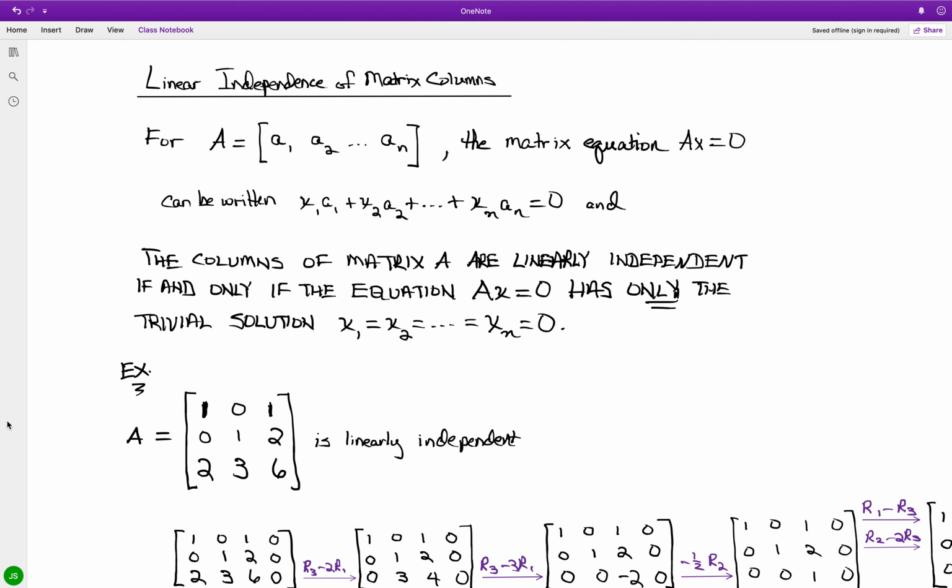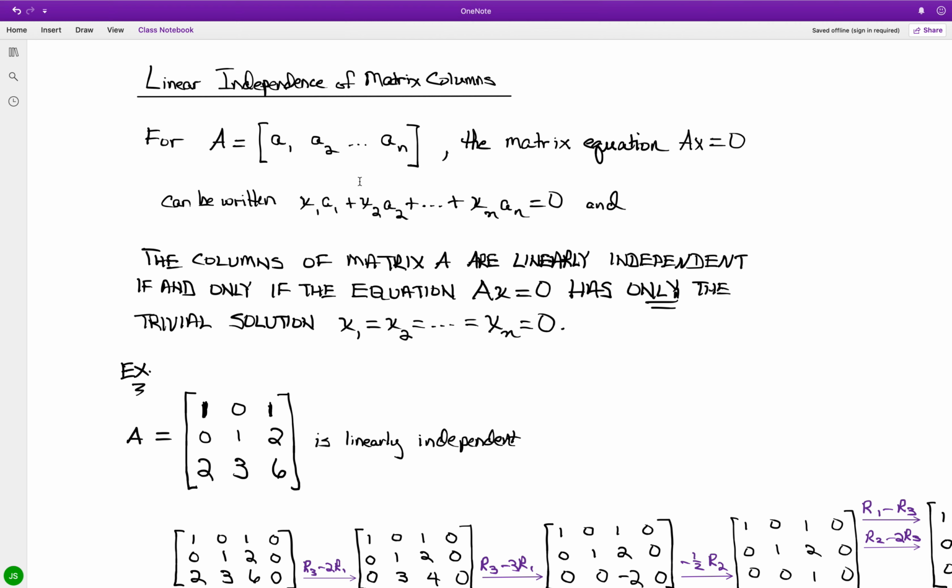Okay, continuing on with linear independence. Now we're looking at linear independence of matrix columns. Let's say we have matrix A, which consists of the vectors going from a1 to an.